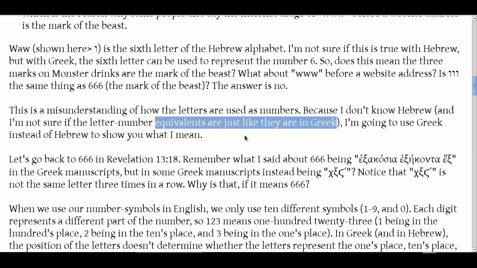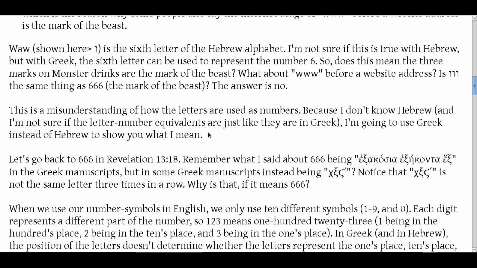Which is why people get this mixed up, because they don't know Hebrew either and they don't know Greek and they're trying to learn about it, but they're coming from the outside. At least I know Greek. Otherwise I probably would have a very hard time understanding this. Because I don't know Hebrew and I'm not sure if the letter number equivalents are just like they are in Greek, I'm going to use Greek instead of Hebrew to show you what I mean.